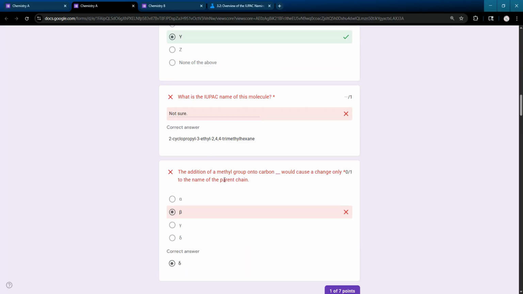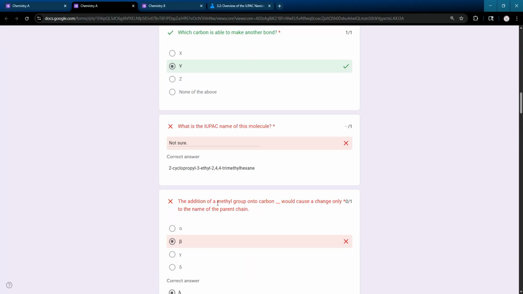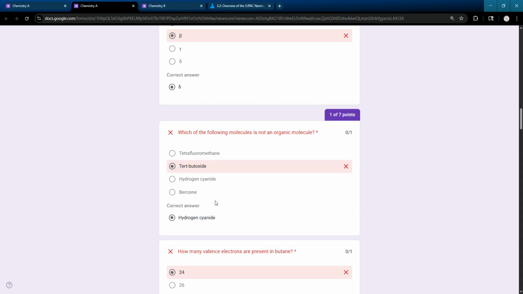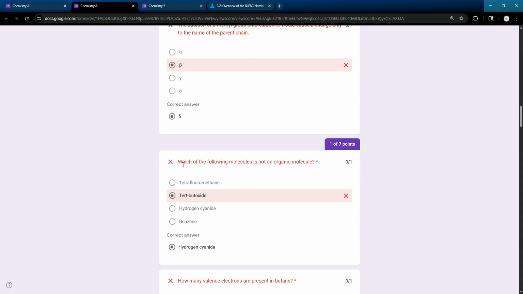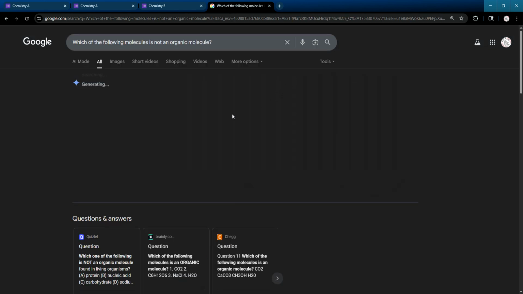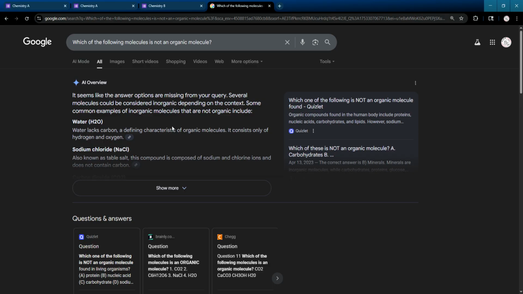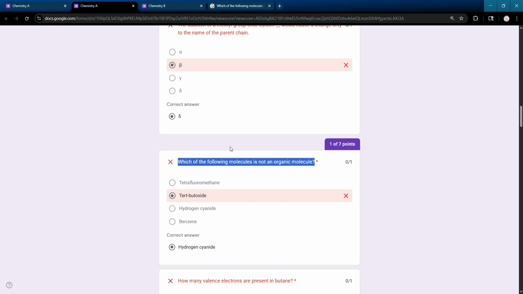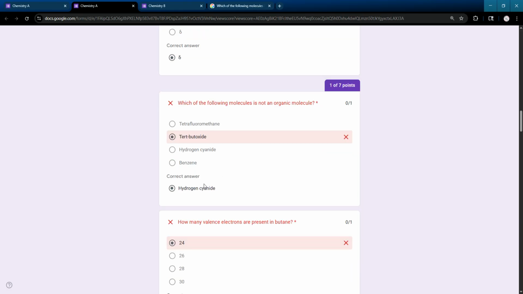I wish he explained a little better on Google. This one I didn't get it right. It seems like the answer options are missing from your query. Oh, so hydrogen wasn't an organic molecule.